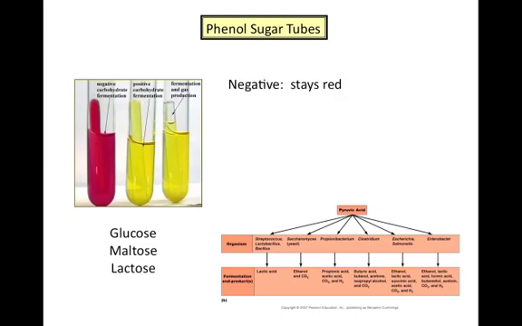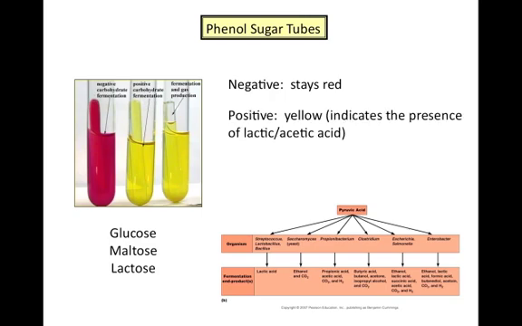A negative test result is when the phenol sugar tube stays red. This indicates that the organism is not producing acidic end products that would cause the indicator to turn yellow. A positive result is when the contents of the tube turn yellow, indicating that the acidic end products are being produced, causing the pH in the tube to fall below 6.8.